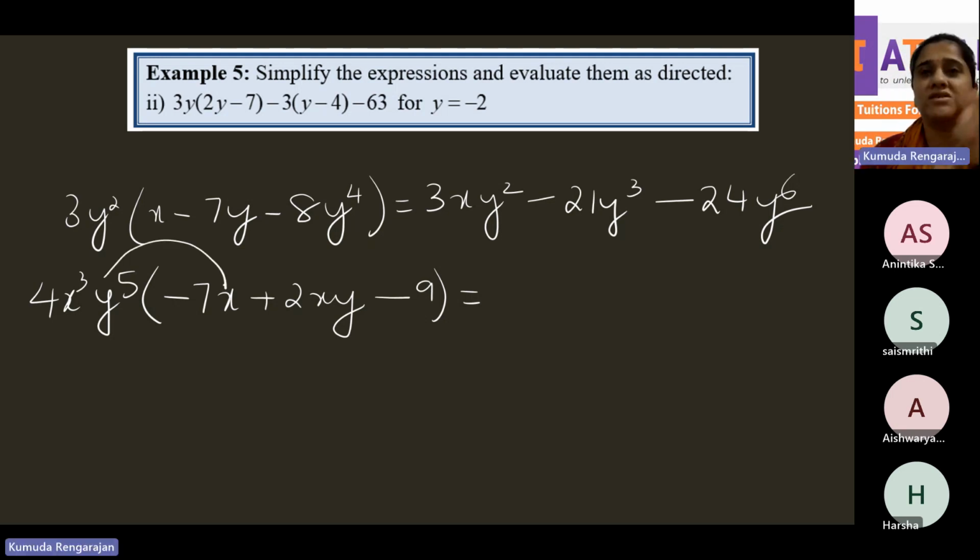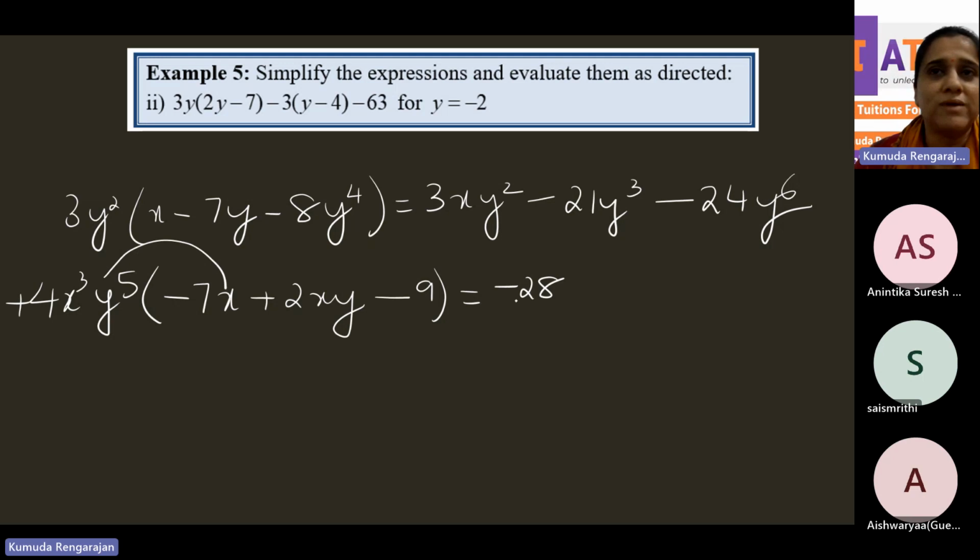First multiply the numbers. What numbers do you see? 4 and minus 7. What is 4 into minus 7? Minus 28. Plus into minus is minus. So plus into minus is minus 28.